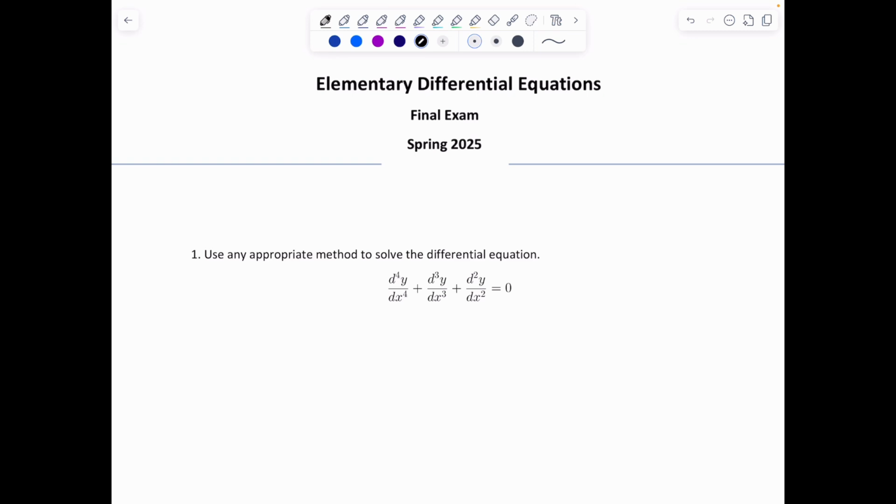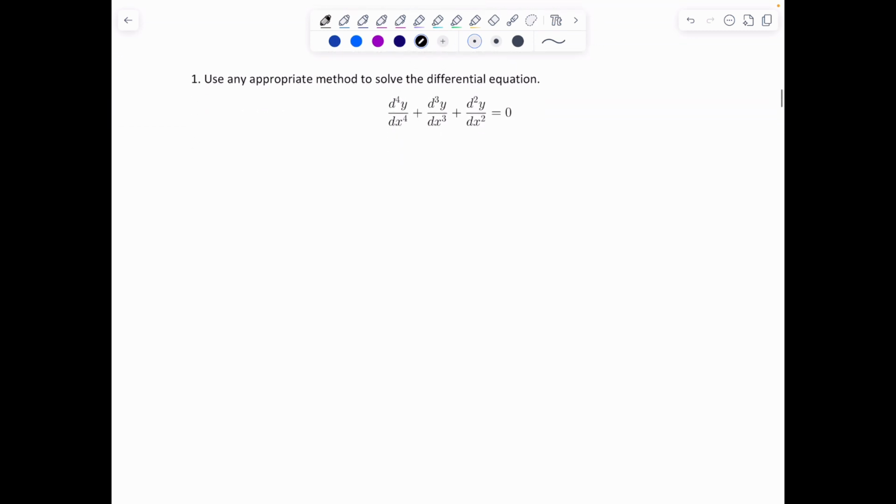Okay, here we go. So use any appropriate method to solve the differential equation. Starting off, if you notice, this is higher order. So this is an order 4 differential equation with all constant coefficients and it's homogeneous. So I'm going to find the characteristic equation and then solve from there.